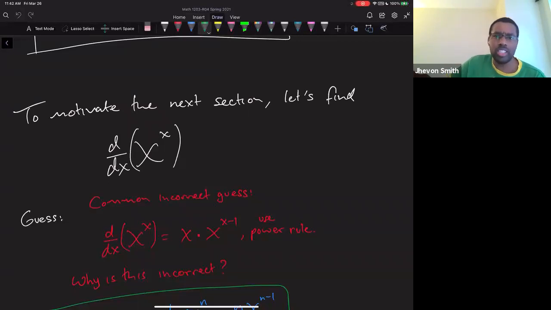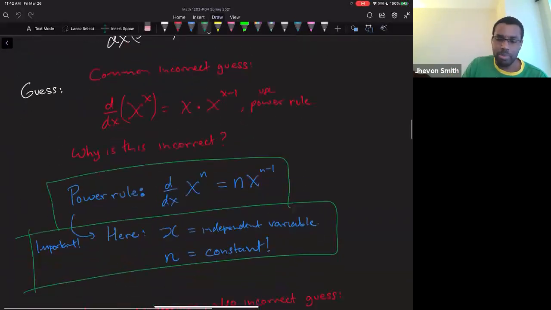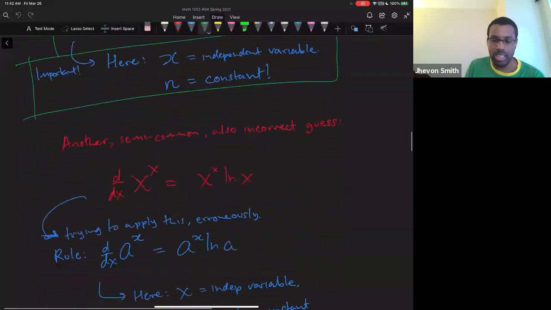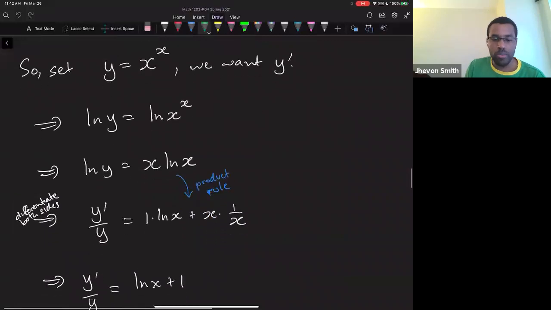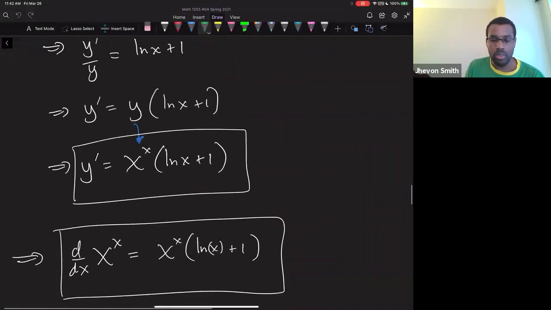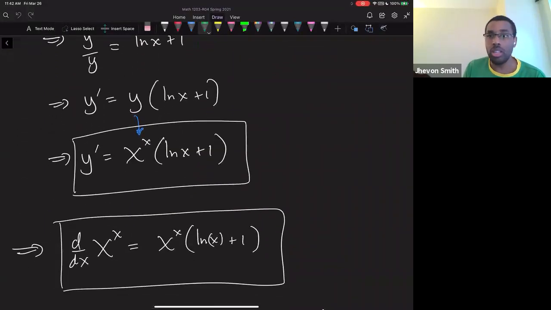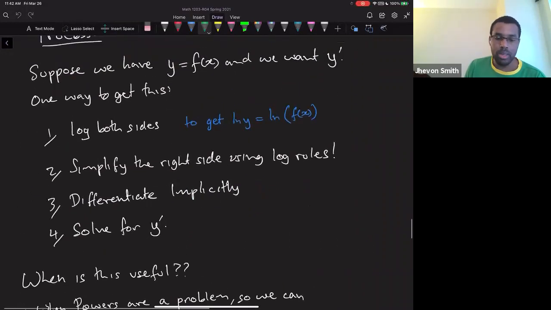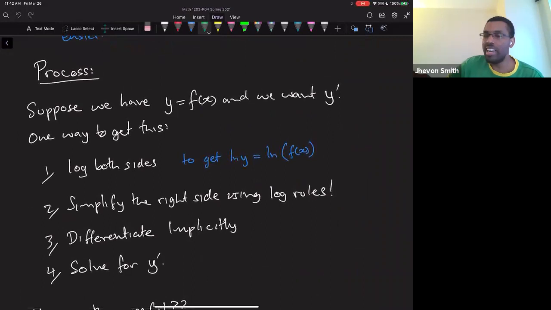Then to motivate the next section, we looked at the derivative of x to the x. We looked at the fact that applying the power rule or the exponential rule that we had before would be incorrect because it does not fit the template. And we figured out what the derivative of that was by a process called logarithmic differentiation. That can be described in a process, so it's not like a new rule. It's more like a method or a process for finding derivatives of things that are particularly iffy to deal with computationally.